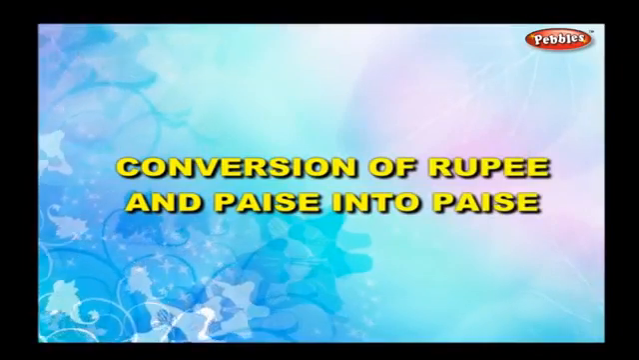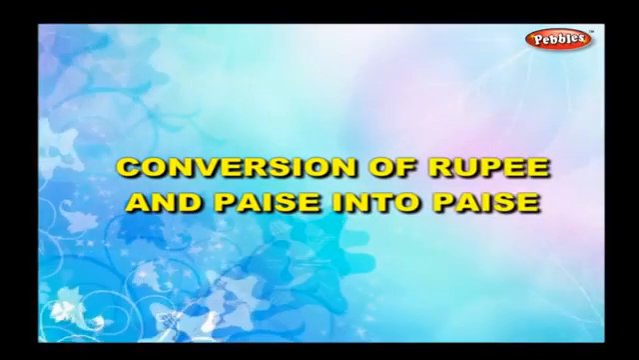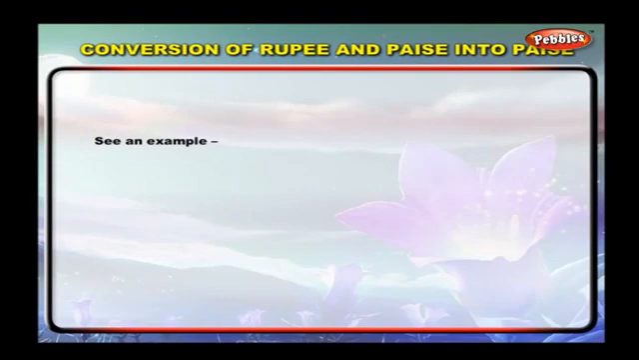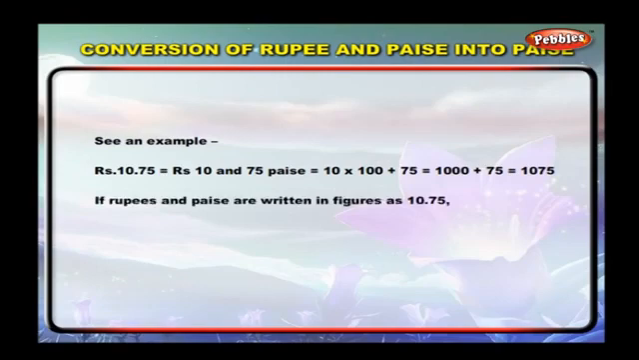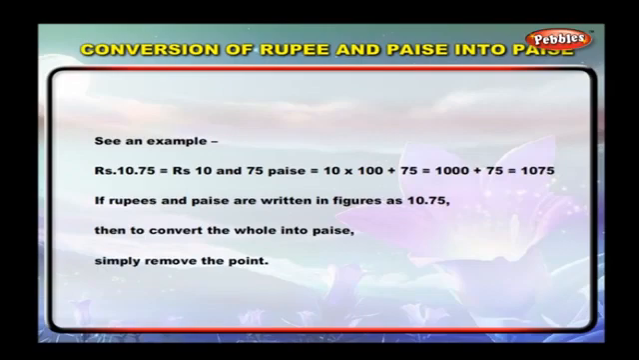Conversion of rupee and paise into paise. See an example. Rupees 10.75 is equal to rupees 10 and 75 paise, which is equal to 10 into 100 plus 75, which is equal to 1000 plus 75, which is equal to 1075. If rupees and paise are written in figures as 10.75, then to convert the whole into paise, simply remove the point.